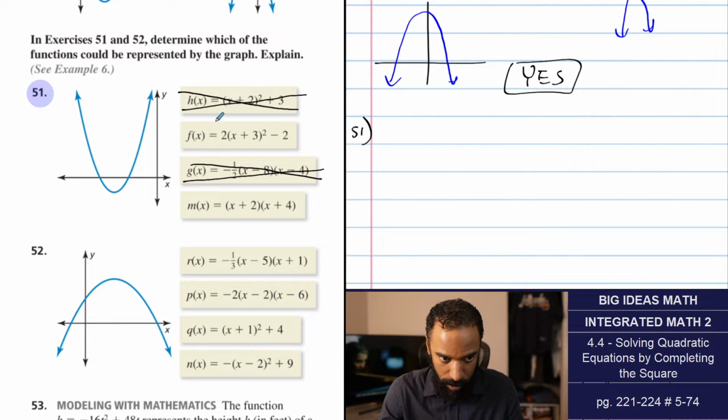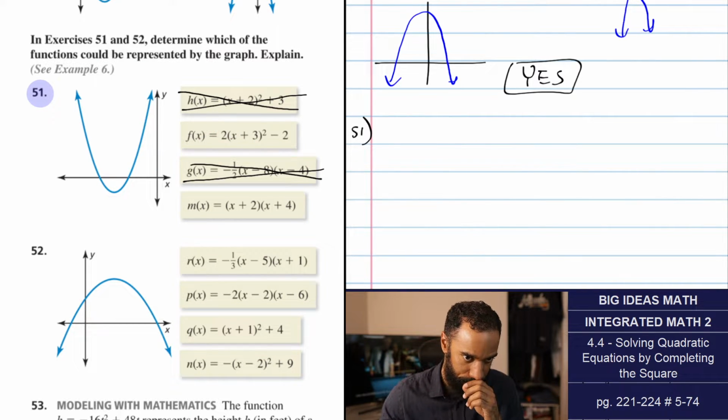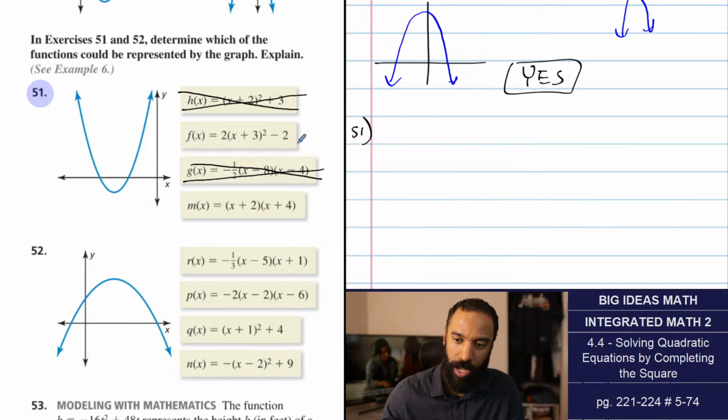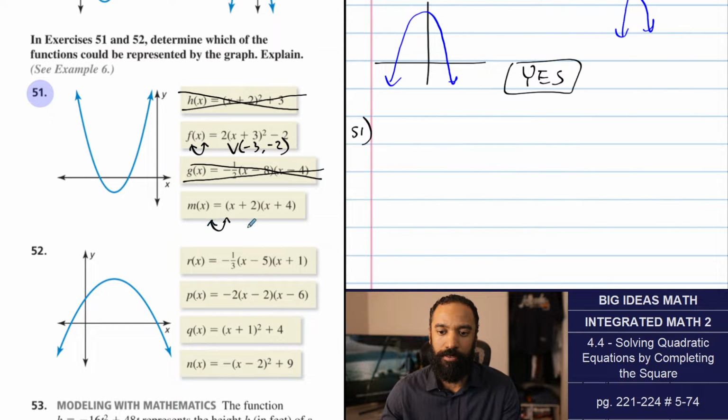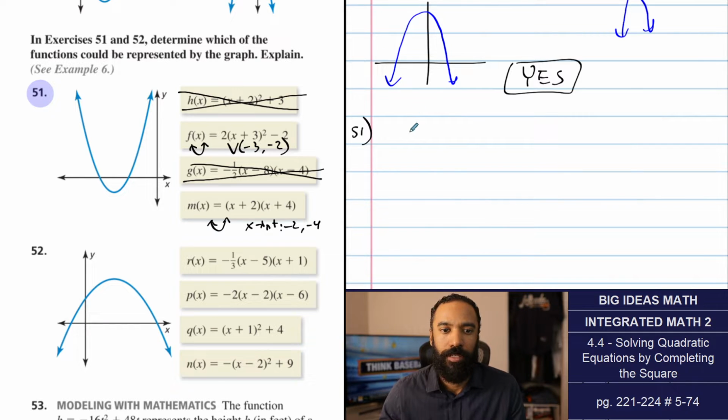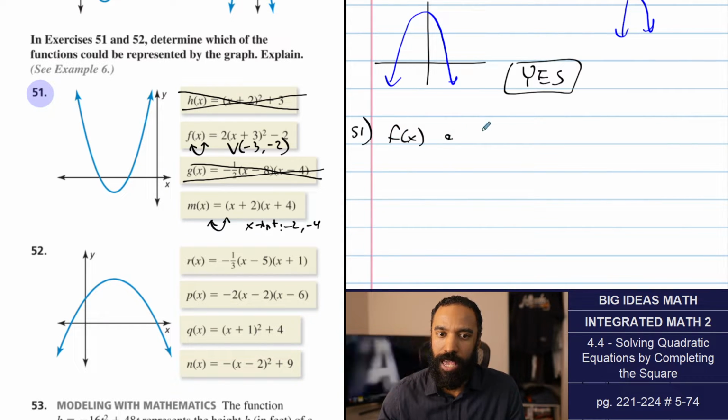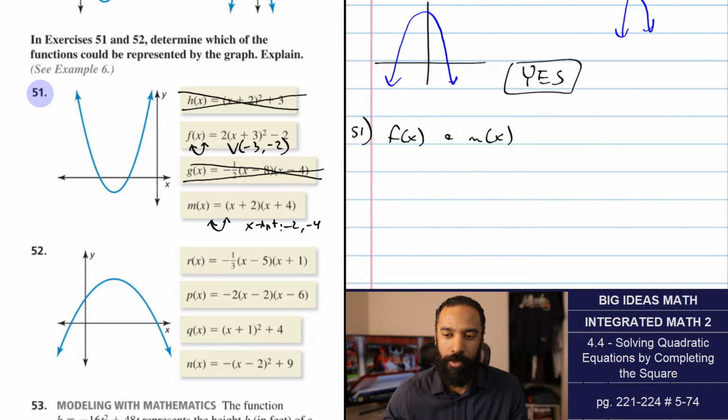We have no idea what that's going to be, but these two make sense, so let me just write out why. On this side, vertex of -3, -2, graph faces upward. We're all good there. Graph faces upward on this one as well, and these are x-intercepts now, -2 and -4. So that makes enough sense to me to justify that those are possible. So F and M, let me just write those. F of x and M of x. They might just put F and M and you're good.